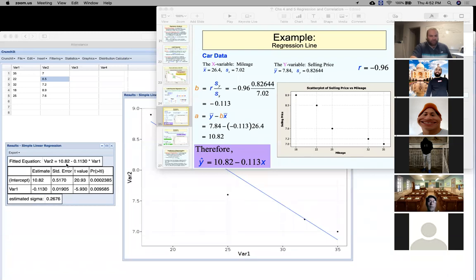So if we go back to the previous example, next slide, slide 25, we're continuing on the same example. What you can see here is that they've actually gone and done it. They've taken their R value, their X bar, their SX, their SY, and they come up with a formula: y hat equals 10.82 minus 0.113x. Let's share my screen again. And if you see here, what do you notice? Variable 2, which is y, equals 10.82 minus 0.1130 times variable 1, which is x. So Crunchit gives the equation that these formulas will provide. Does that make sense?